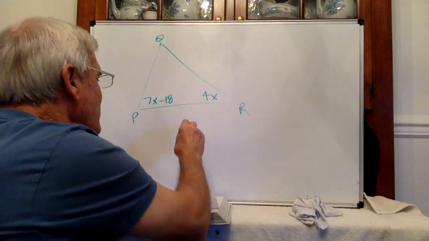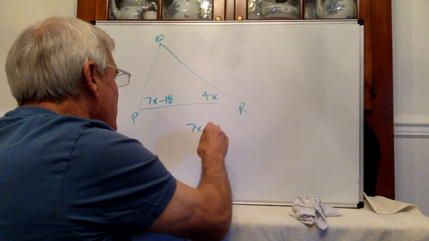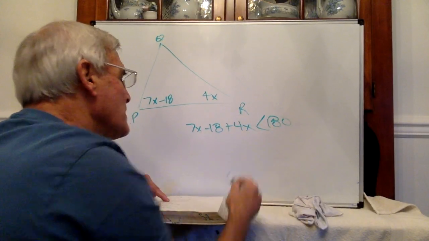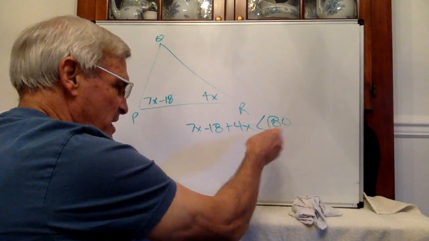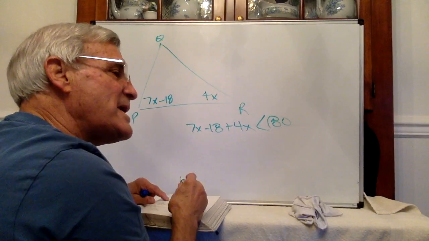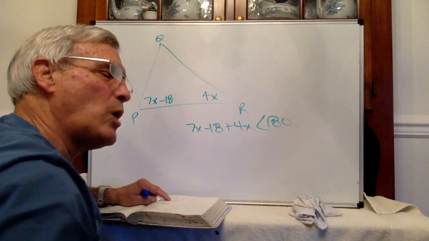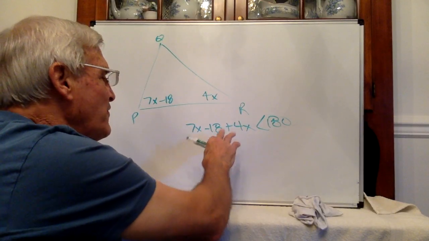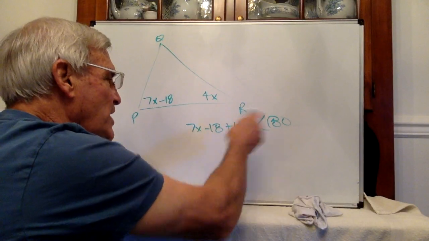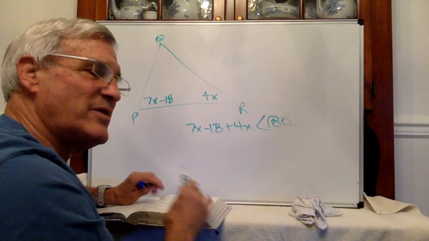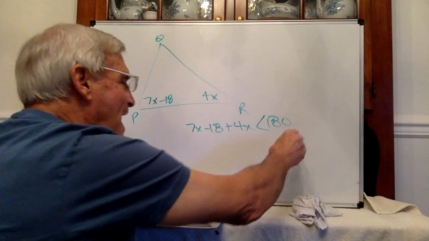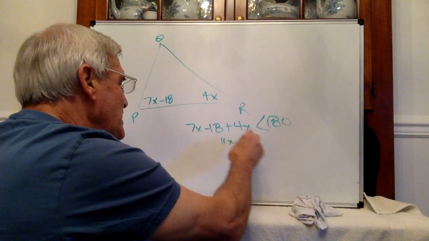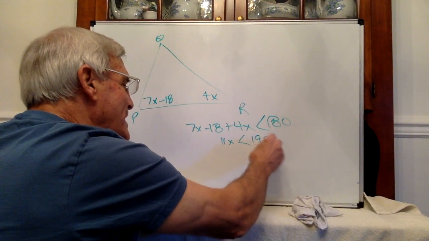The sum of these two angles, 7x minus 18 plus 4x, is less than 180. So from this inequality, just complete it just like an equality. The only difference between an equality and an inequality is that you're going to do the same thing until you solve for your variable. If you add or subtract the same number from both sides, it doesn't affect it. So I'm going to add 18 to both sides, and combine the 7x and the 4x. I get 11x is less than 198.